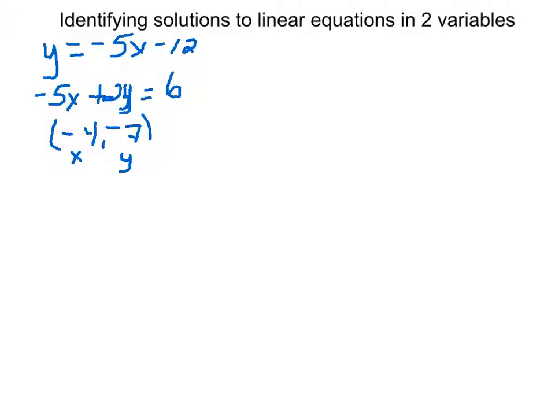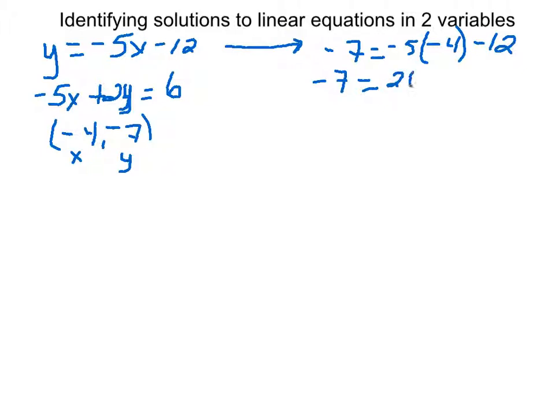Alright, so let's try it out for this guy first. Our y, we're going to copy it over: negative 7 equals negative 5 times our x value they gave us, negative 4, minus 12. So we need to PEMDAS the right hand side and see if we get a true equality. The negative 7 doesn't change. Multiplication comes first, so what's negative 5 times negative 4? That's going to be positive 20.